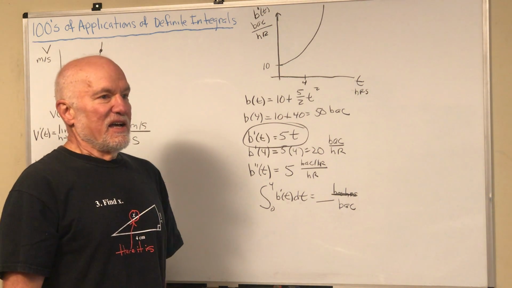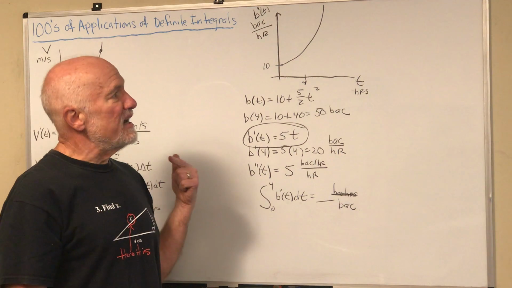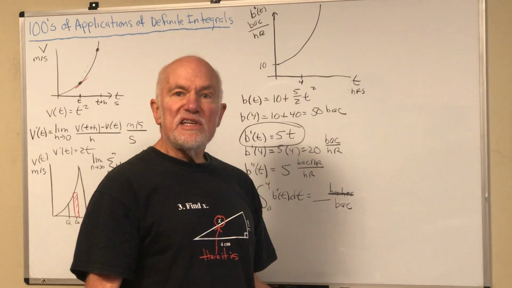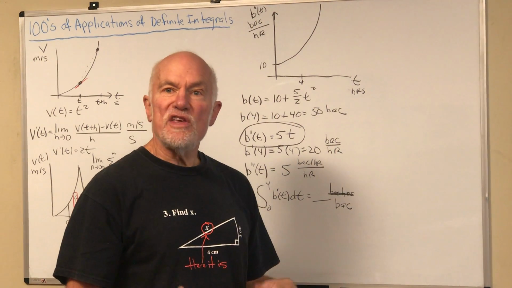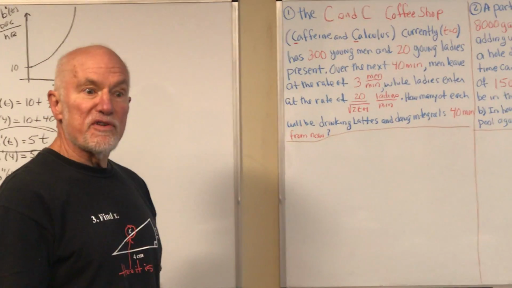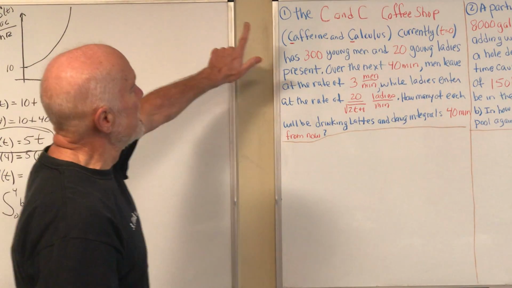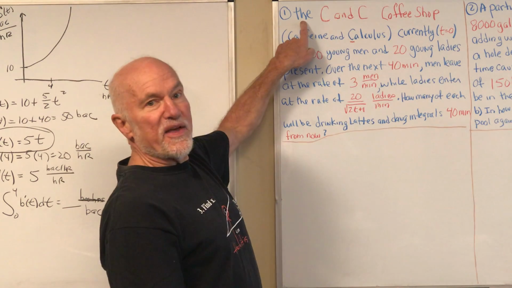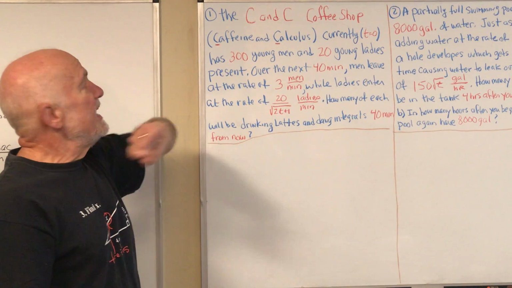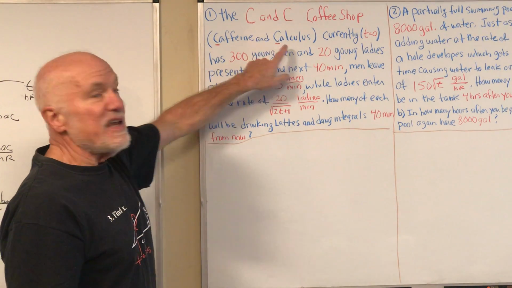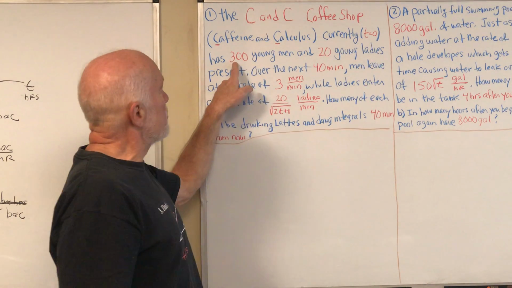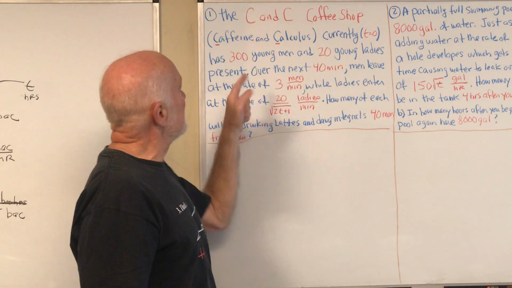So, we're going to shift over and look at a couple of examples that are completely different than we've done before, but see if we can get from units whether integrals or derivatives are going to be useful. So, I don't know if you've ever been there, but there's the C&C coffee shop. It stands for Caffeine and Calculus. Currently, at time 0, it has 300 young men and 20 young ladies present.